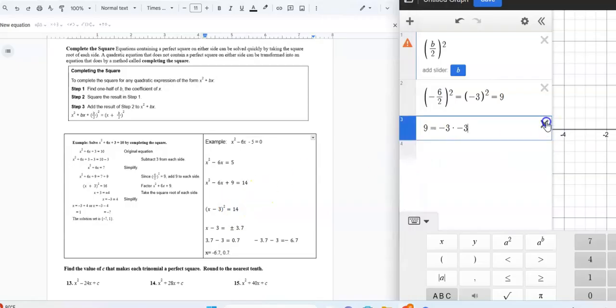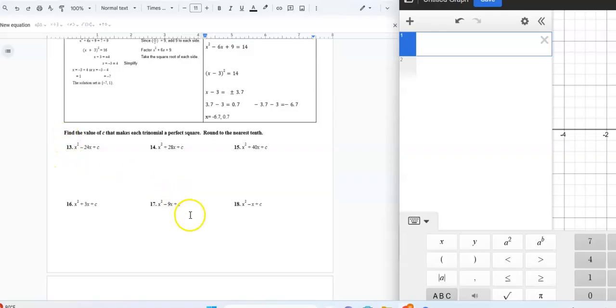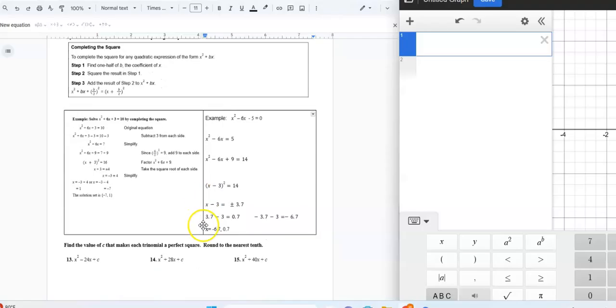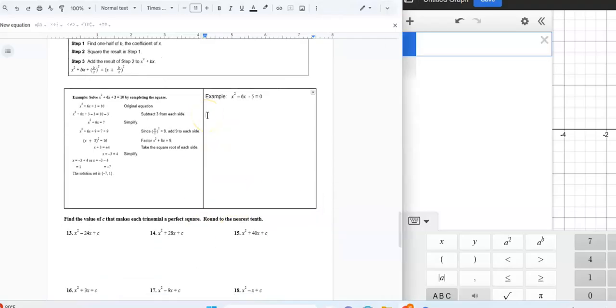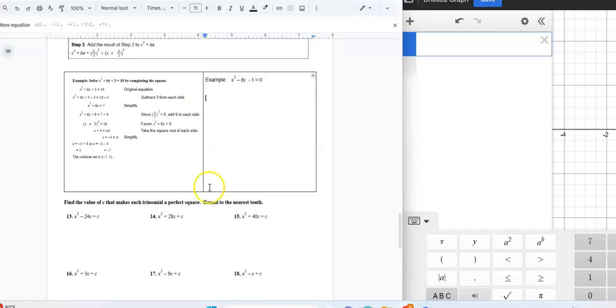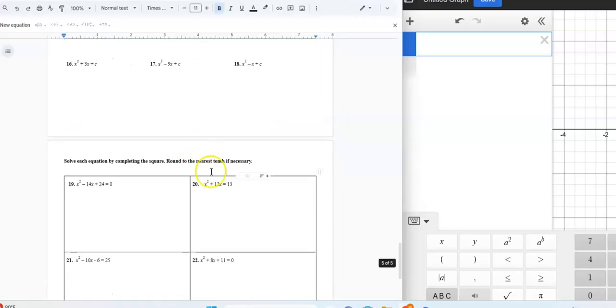I don't have a lot of time. For these first 6 questions, you don't have to do the entire process. These first 6 questions are just asking whether you can do the b over 2 part, meaning you take the b value. The directions say to find the value of c that makes each trinomial a perfect square. Actually, there's no rounding to the nearest tenth for these types of problems. That's in the next type.